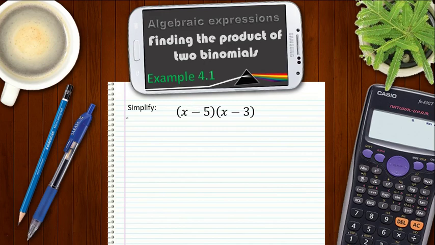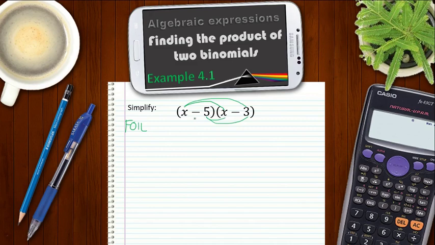So you can look at this in one of two ways. With FOIL, we say this is first, so then you multiply the first two with each other. Then outer, so then you multiply the outer two with each other. Then inner, you multiply the inner two with each other. And last, you multiply the last ones with each other.